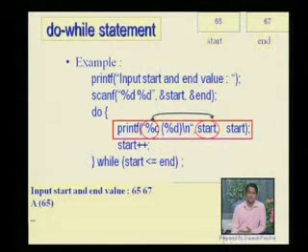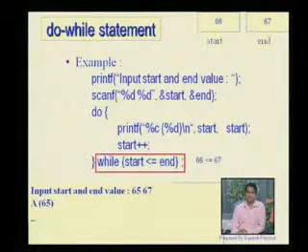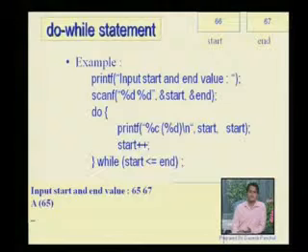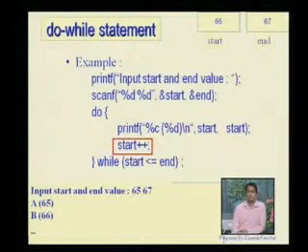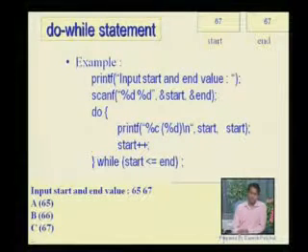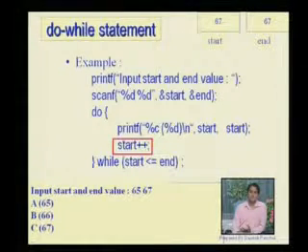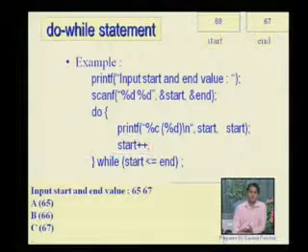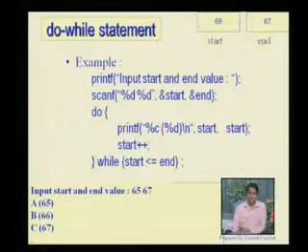So start will be incremented by 1, and the value of start becomes 66. So it will print B for 66, as you can see here, and then again it is incremented by 1. So the value of the start variable becomes 67. So it will again print C for 67, and then the value of start becomes 68. So the condition is not satisfied, and it comes outside of this loop. Okay, so this is how our do while loop is executed.